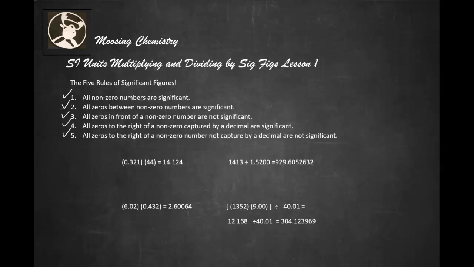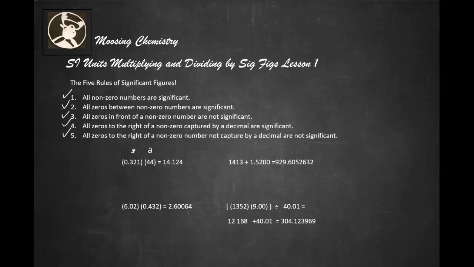So let's look at this first problem here. The first number has 3 sig figs in it. 0.321 has 3 sig figs. All non-zero numbers are significant. The second number only has 2 sig figs in it, and that's those 4s. Now, look at the answer. We got 14.124. That's what our calculator tells us.